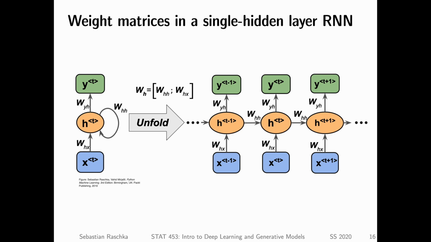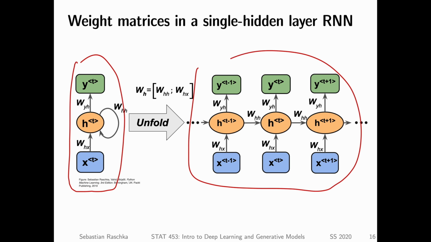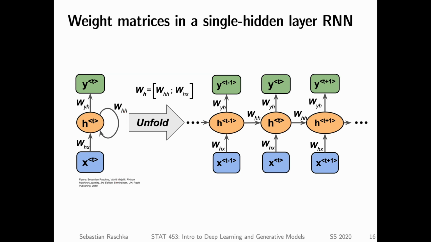So here I'm showing you again a compact version of the RNN, and on the right hand side I'm showing you an unfolded version. But let us talk about the left hand side first. What we are going to do now is talk about the forward pass first before we do the backward pass, because then it will be easier to understand how backpropagation through time works. So in the forward pass, like in a multilayer perceptron, we use weight matrices. And here I'm showing you where the weight matrices are.